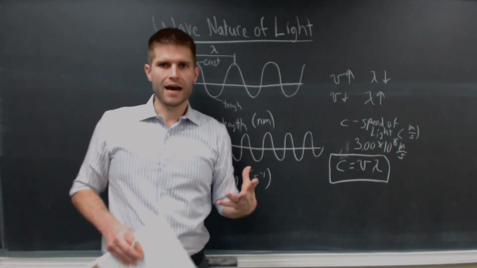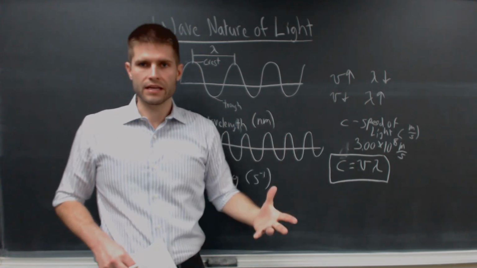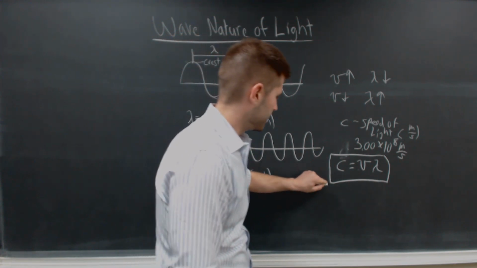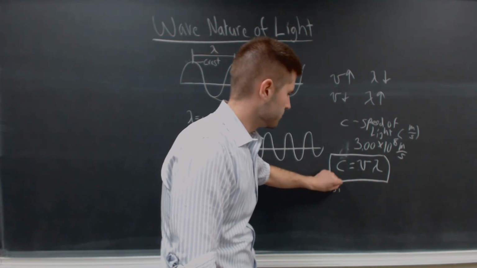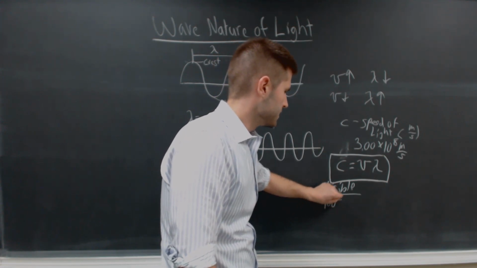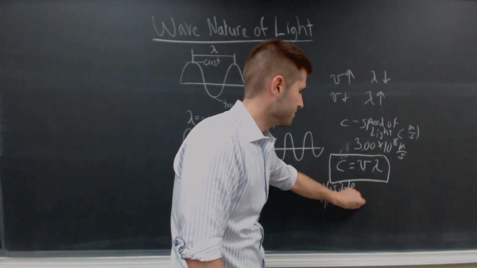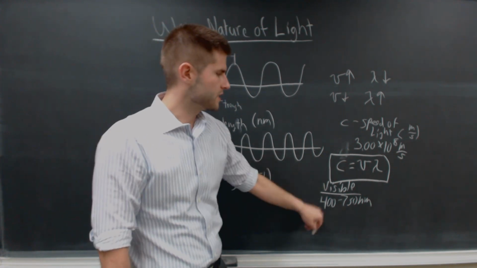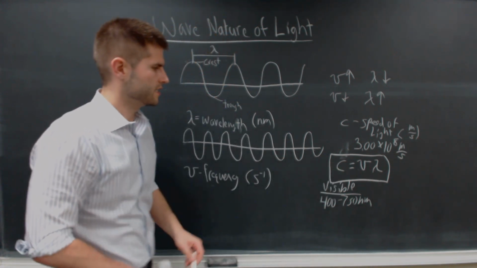Now, for the human eye, we can only see a certain range, the visible spectrum of light. Visible is going to range from 400 to approximately 750 nanometers. So from this, you should be able to identify what the frequency is by using our letter c.